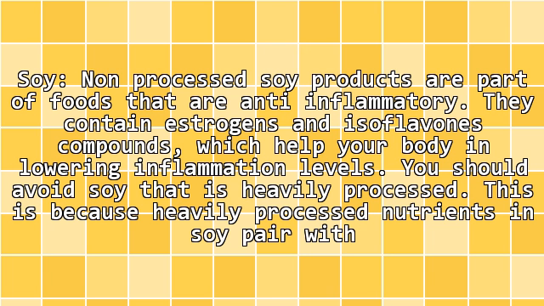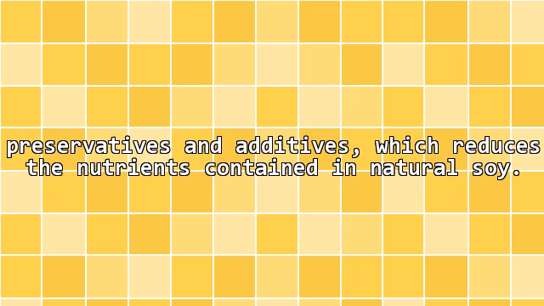Soy. Non-processed soy products are part of foods that are anti-inflammatory. They contain estrogens and isoflavones compounds, which help your body in lowering inflammation levels. You should avoid soy that is heavily processed. This is because heavily processed soy is paired with preservatives and additives, which reduce the nutrients contained in natural soy.